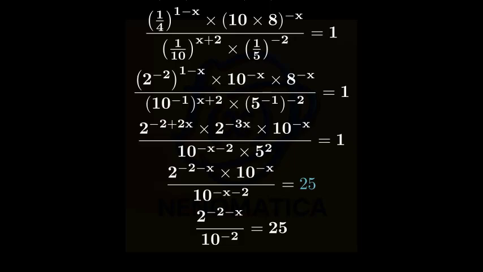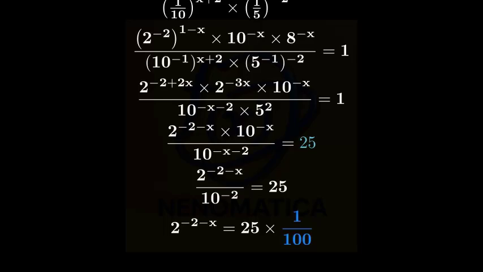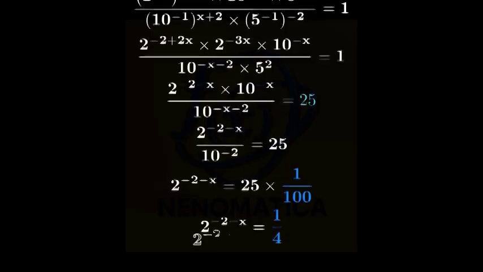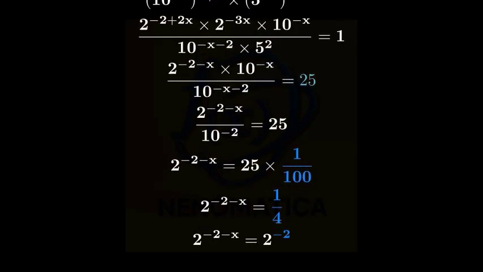Now, let's express the denominator term as a fraction and multiply both sides. 10 to the power of negative 2 is 1/100, so we have 2 to the power of negative 2 minus x equals 25 times 1/100. Let's simplify the right-hand side of the equation. 25 times 1/100 equals 25 over 100, which is 1/4. Now let's express 1/4 as a power of 2. 1/4 equals 1 over 2 squared, which is 2 to the power of negative 2.